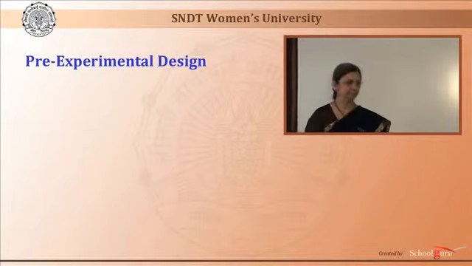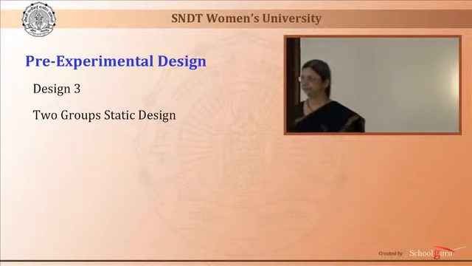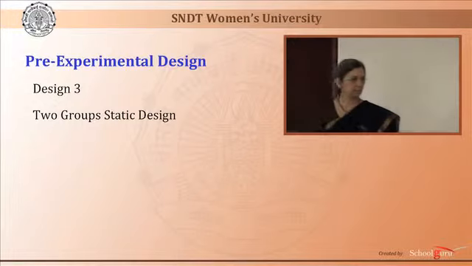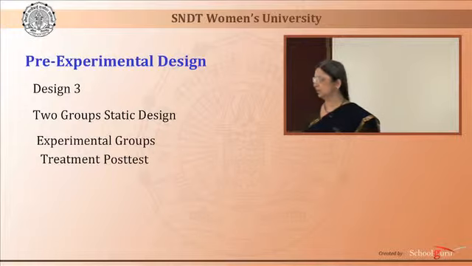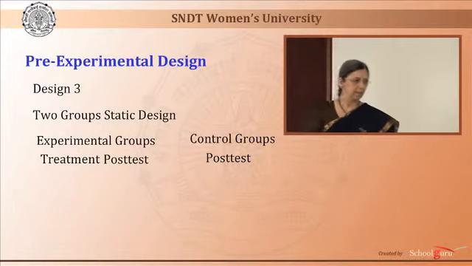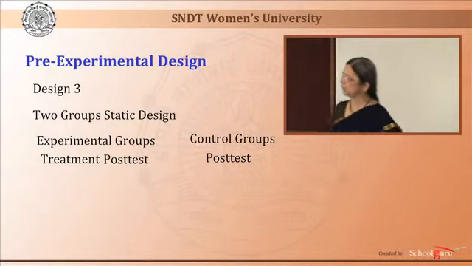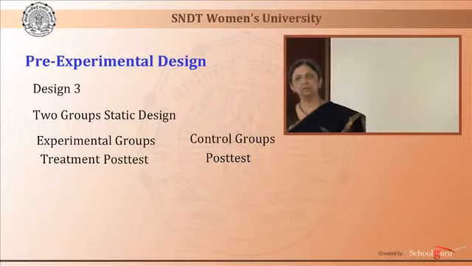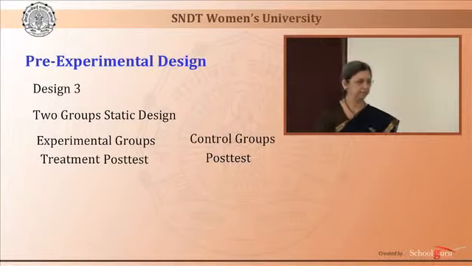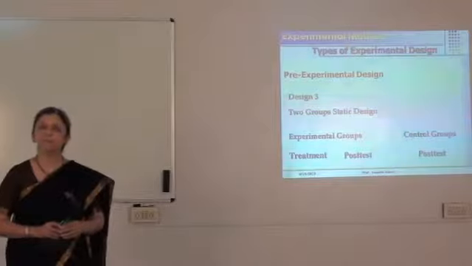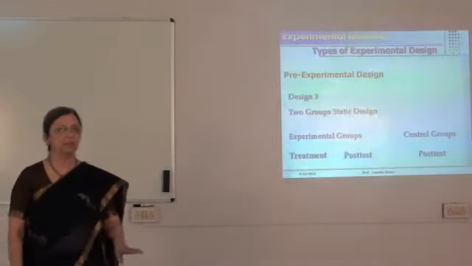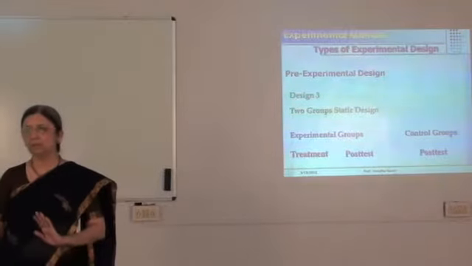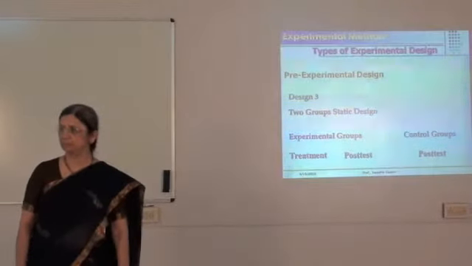Two groups, static design. What are these? One is the experimental group and the other is the control group. Experimental group always gets a treatment and control group does not get a treatment. But it is only post-test, static. So you are not giving pre-test to both the groups.